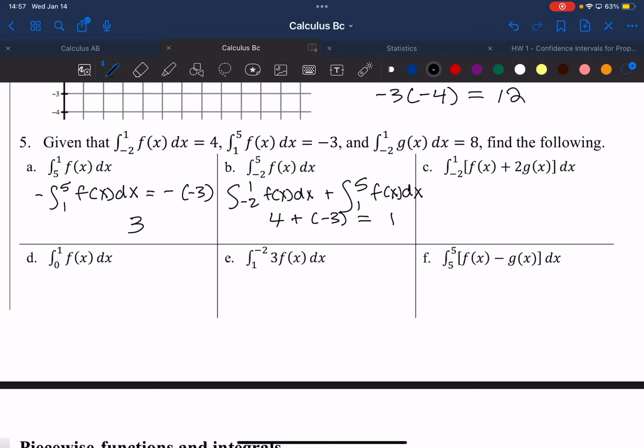Okay, so the next one, part C, we have 2 properties. What are those properties? Negative 2 to 1 f of x. So then it would be... Good, so the addition property and multiply by constant. So this is actually the integral from -2 to 1 f of x dx plus 2 integral -2 to 1 g of x dx. So then I find the integrals that they already gave us. So that is going to be 4. So this is 4 plus 2 times 8, which is 20.